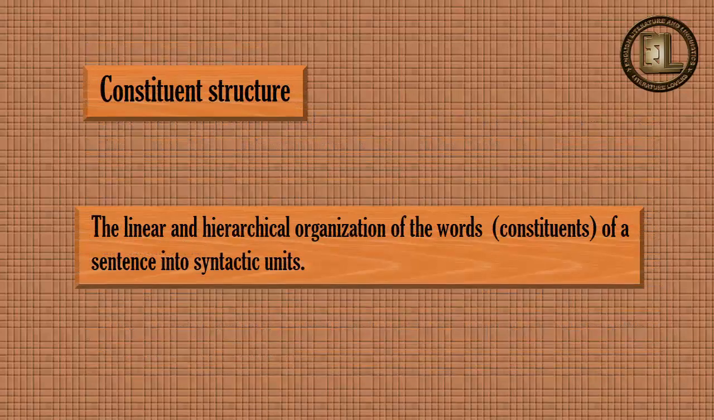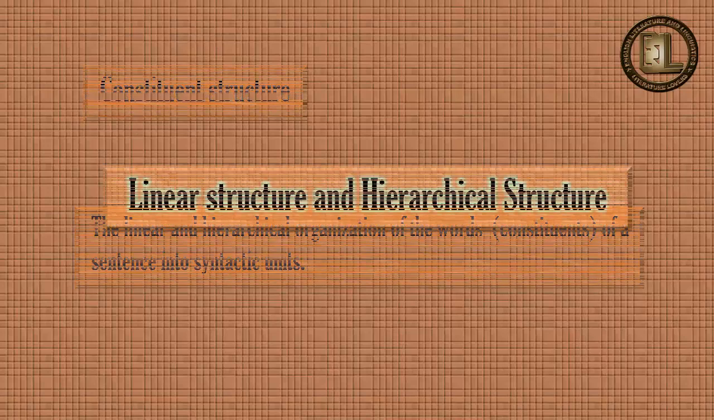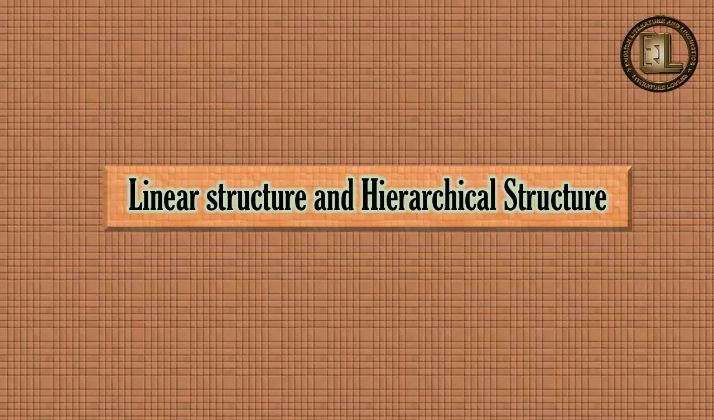Next, we are going to define constituent structure in syntax. What is it? Constituent structure in syntax is the linear and hierarchical organization of the words or constituents of a sentence into syntactic units. In this definition, we came across two terms, the linear structure or linear order, and the hierarchical organization or hierarchical order of constituents. So let's see what these two terms mean.